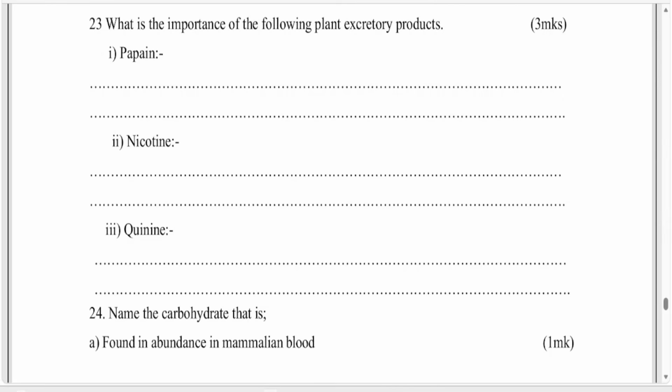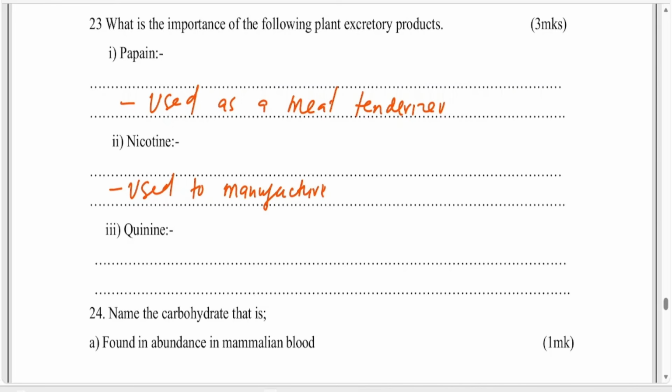The function of papain, which is extracted from a pawpaw plant, is that it's used as a meat tenderizer. We have nicotine, which is used to manufacture insecticides, and again, it can also be used as a narcotic drug.